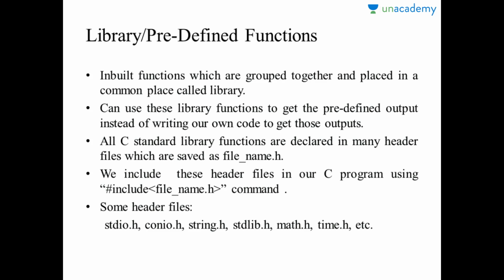And we need to include these standard libraries positively in our programs if we want to use those inbuilt functions. So all C standard library functions are declared in header files, which are saved as filename.h. And we need to include these header files in our C program by using the include, angle bracket, filename.h, angle bracket close, command.